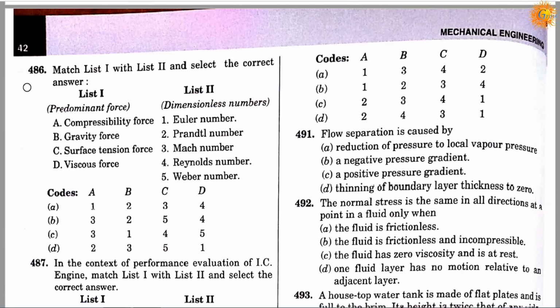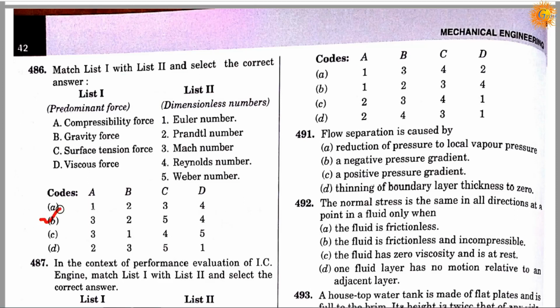Question number 486. Match list first with list second and select the correct answer. In the first list are predominant forces: compressibility force, gravity force, surface tension force, and viscous force. And the list second is dimensionless numbers: Euler's number, Prandtl number, Mach number, Reynolds number, and Weber number. So here the correct answer is B.